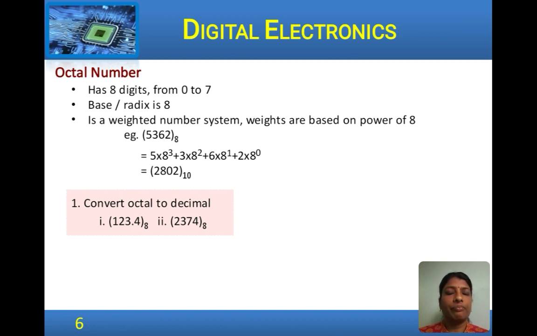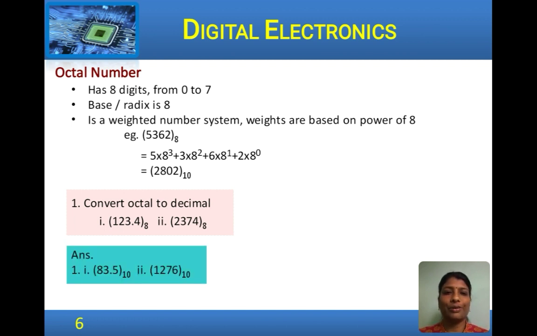Moving from right to left, similar to the examples that we have seen in decimal and binary. Pause the video, solve the problem given in the pink color box. Pause the video again, check the answer and then proceed.